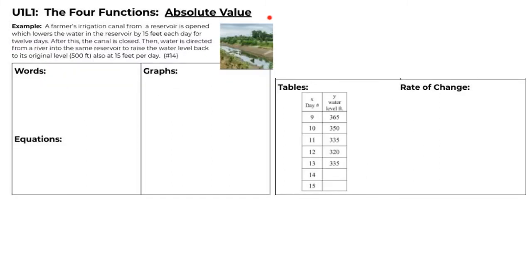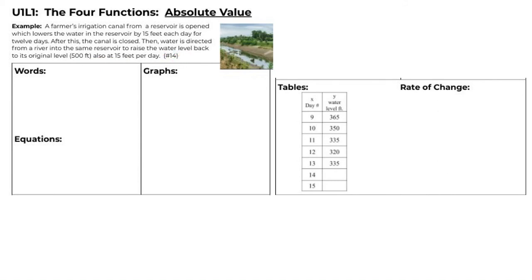The last of our 4 functions is absolute value, and an example from our card sort was the irrigation problem. A farmer's irrigation canal from a reservoir is opened, which lowers the water from the reservoir 15 feet each day for 12 days. After this, the canal is closed. Then the water is directed from a river to the same reservoir to raise the water level back to its original level of 500 feet. Also at 15 feet per day. And this was scenario number 14.